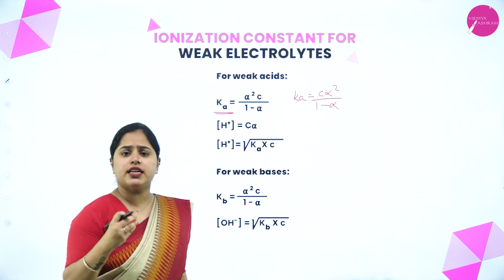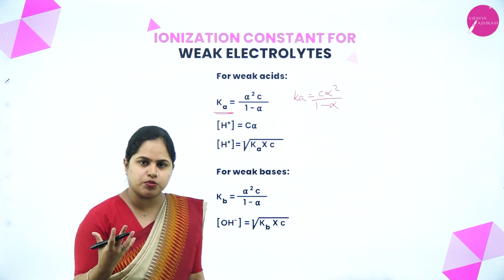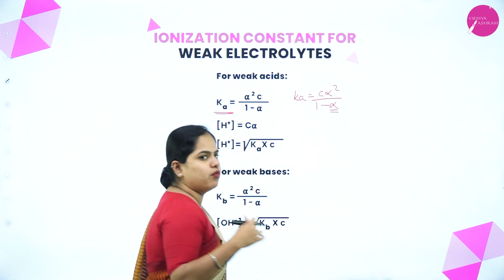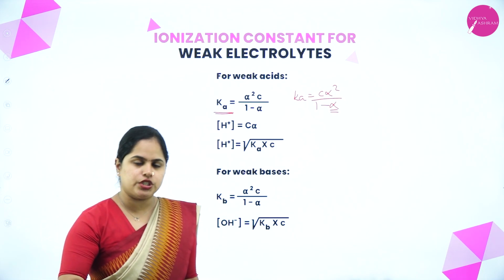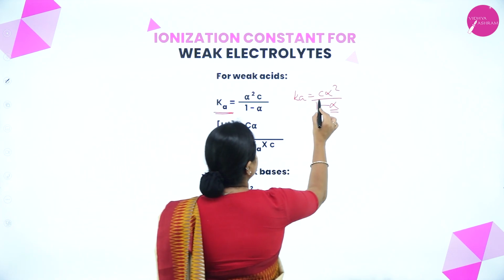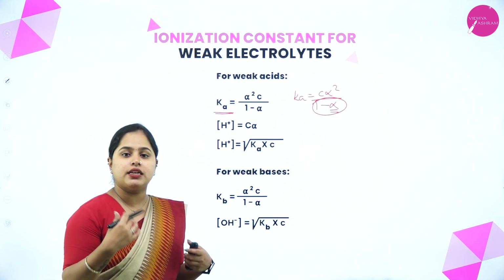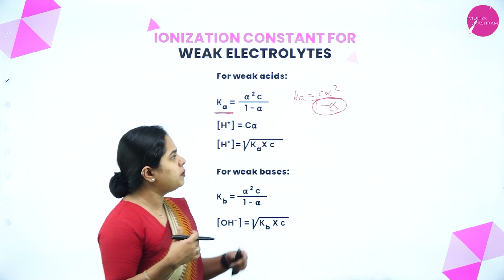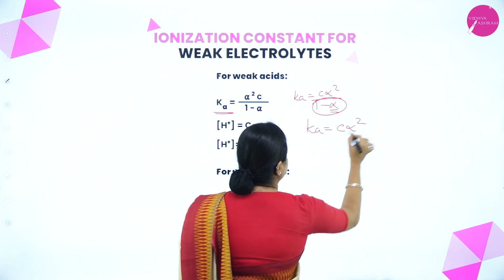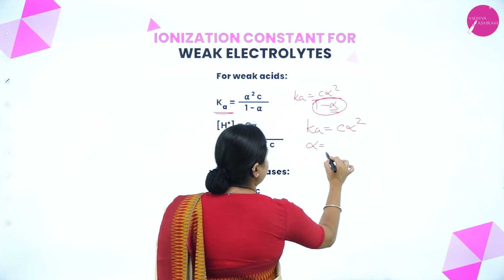Now, as we are considering weak electrolytes, their dissociation will not be up to the mark. Their dissociation will be very less. So in that case, the value of alpha, what is alpha? Degree of dissociation. The degree of dissociation value will be very less. So what we will do is, this 1 minus alpha can be neglected. As it is a weak electrolyte and its degree of dissociation is very less, 1 minus alpha can be neglected. So Ka will be equal to what then? C alpha square. Okay, Ka will be equal to C alpha square. And what can be alpha?